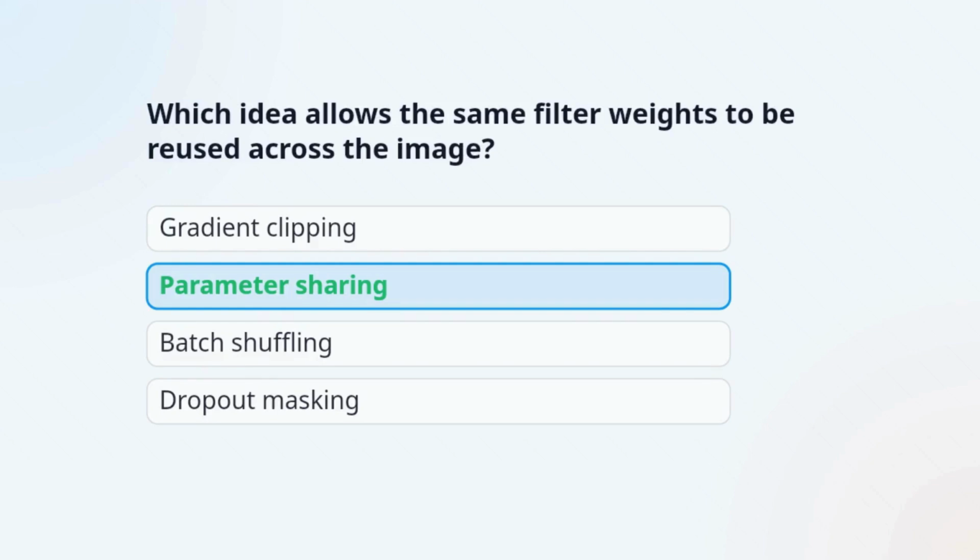The correct answer is parameter sharing. Parameter sharing means one kernel uses the same weights at every spatial location. This greatly reduces the number of learnable parameters.